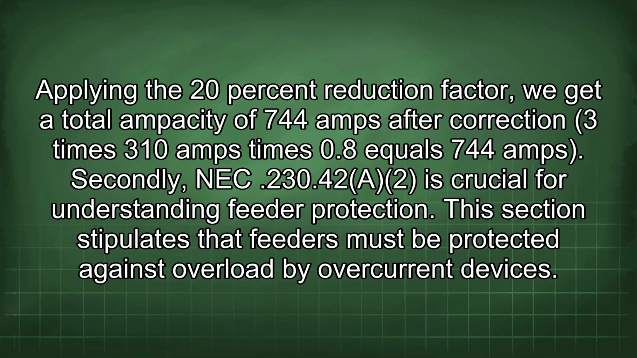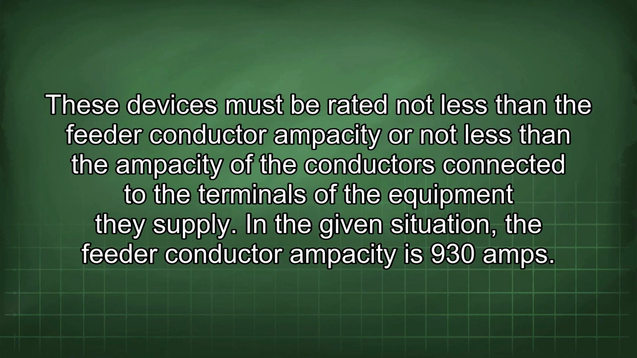Secondly, NEC 230.42 is crucial for understanding feeder protection. This section stipulates that feeders must be protected against overload by overcurrent devices. These devices must be rated not less than the feeder conductor ampacity or not less than the ampacity of the conductors connected to the terminals of the equipment they supply.